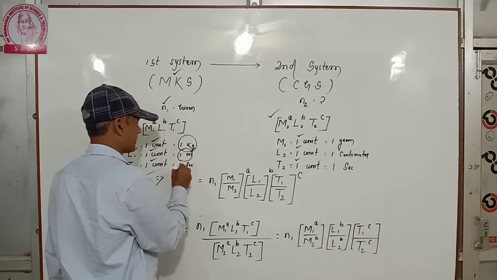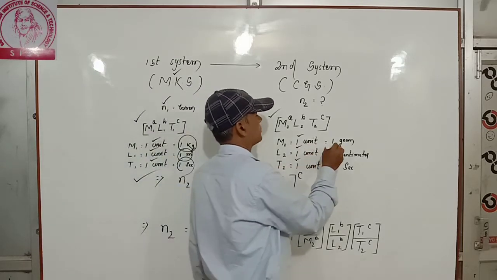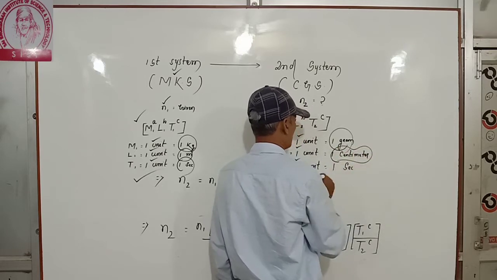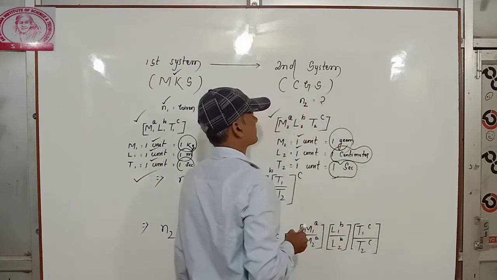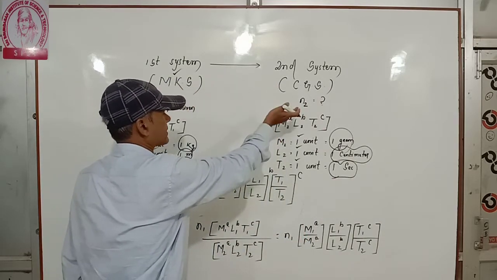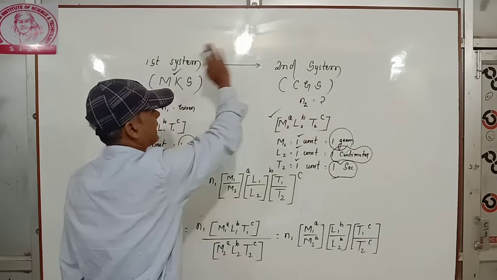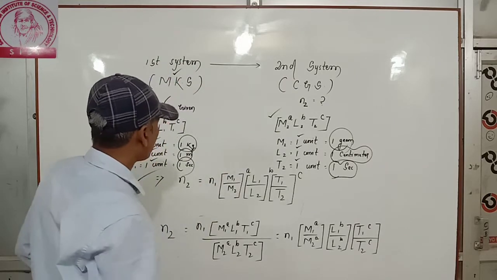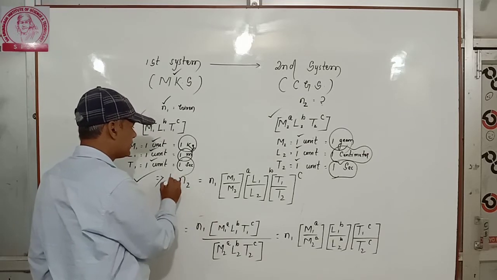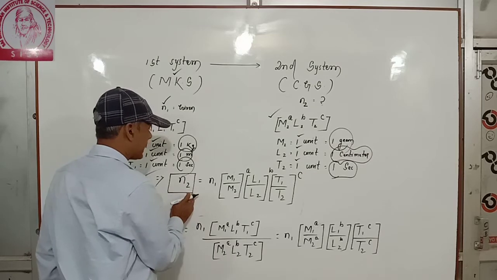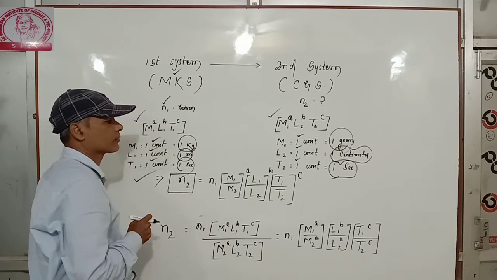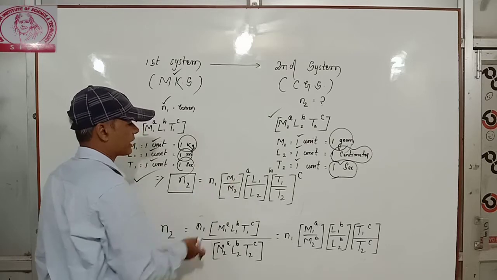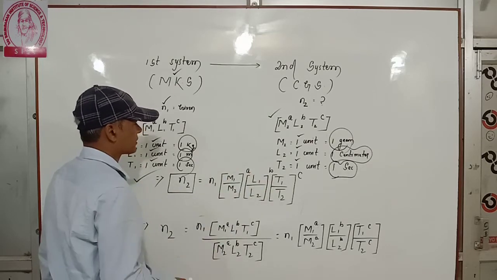This is the value of one unit in this system, and this is the value of one unit of mass, one unit of length, one unit of time in the second system. First system, second system: one system to another system. Another system is the second system. One system is the first system. Remember the equation? The value we want to calculate is N2. So now the equation is N2 is equal to N1, M1 by M2 to the power a, L1 by L2 to the power b, T1 by T2 to the power c.